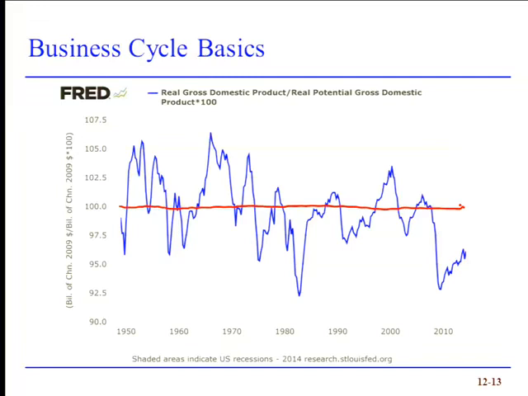In fact, most of the time when we're at potential, it's because the output gap is rising and we're passing through it, or it's falling and we're also passing through it. The second thing to notice is, as we would expect, during recessions, the output gap goes negative. A little weirdness over here.